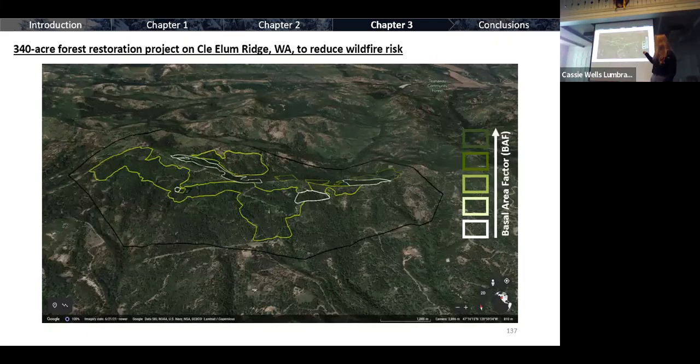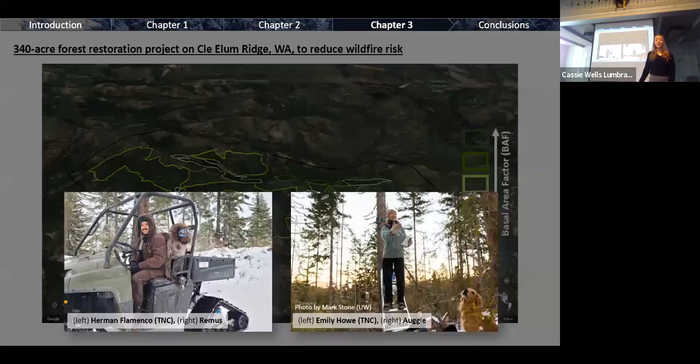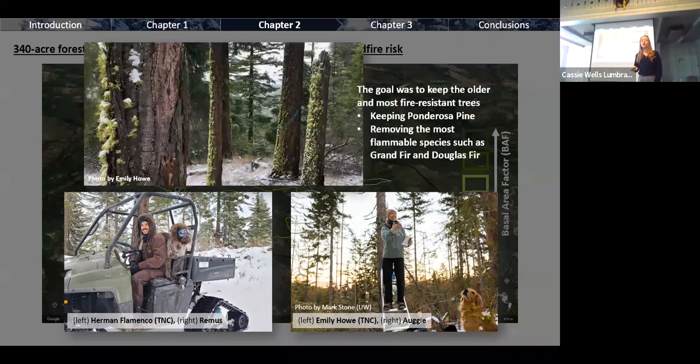Okay, so if we look at our forest treatments, they're in this range of basal area factors, which is essentially, we can try to relate it to forest density, but it's essentially this amount of basal area in an immediate region for the site. So these treatments were done very strategically with a tremendous effort from many people. This photo of Herman from TNC and Remus and Emily Howie and Augie and many other people worked really hard in the forest to make sure these treatments happen.